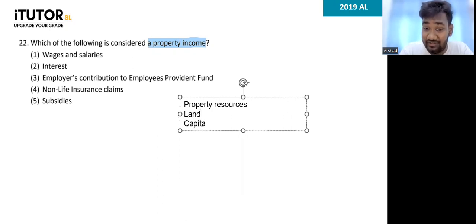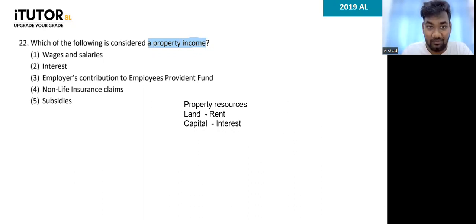So, what's the return for land? What's the income for land? For land, it's rent. For capital, it's interest. So, rent and interest can be considered as property income. Land and capital are property resources. For those property resources, the return you get can be considered as property income. This answer does not talk about rent. You only have interest in this answer. So therefore, the answer can be interest.